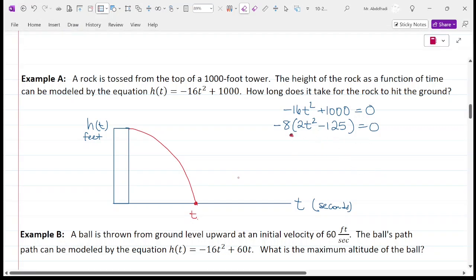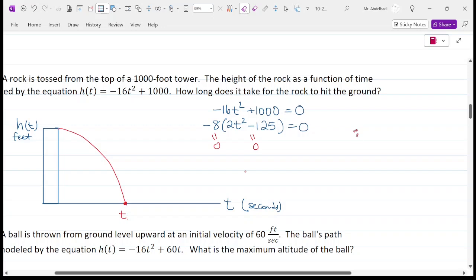So we have a factor times a factor equals 0. We can set each factor equal to 0 and solve now. -8 equals 0. Will that give us anything? No. 2t squared minus 125 equals 0. We can solve that algebraically. So here we go. I'm going to add 125 to both sides. I get that, right? I'm going to divide both sides by 2. t squared equals 125 over 2.